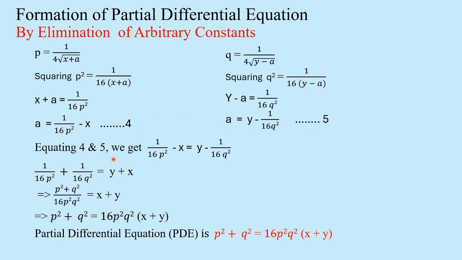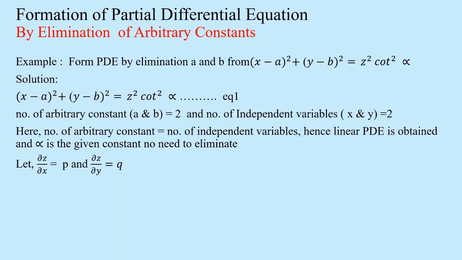Now here this is a, this is a. Now we'll equate 4 and 5. Equating 4 and 5 we get 1 by 16 p square minus x is equal to y minus 1 by 16 q square. Bringing this term here and this here, we get 1 by 16 p square plus 1 by 16 q square is equal to y plus x. Taking LCM of this, we get this. Then bring this here. So p square by q square is equal to 16 p square q square into x plus a. This is our required PDE.